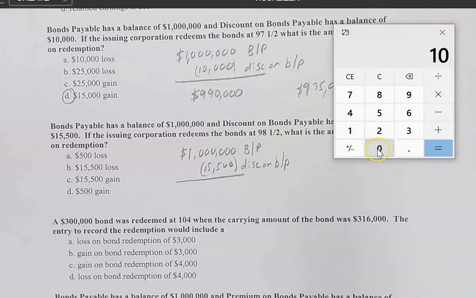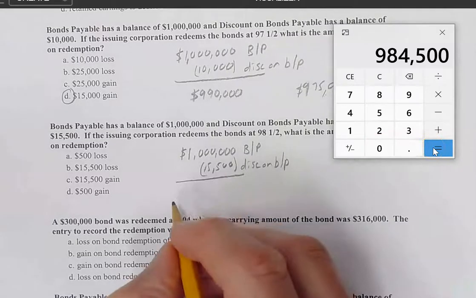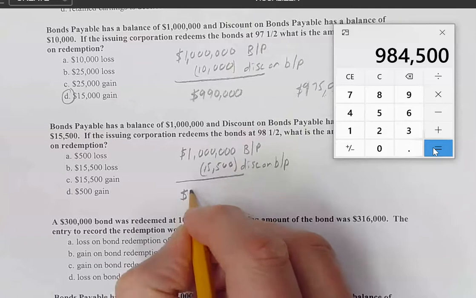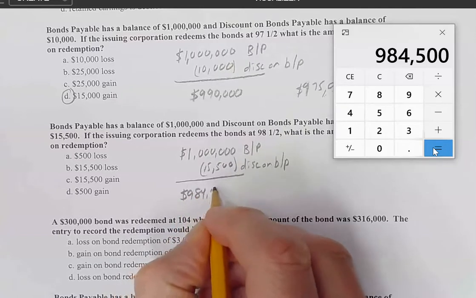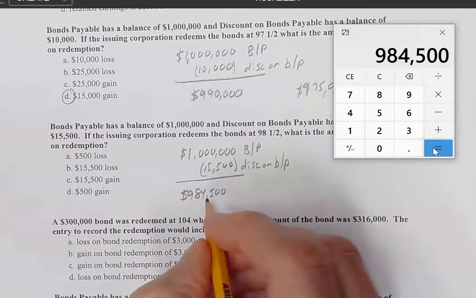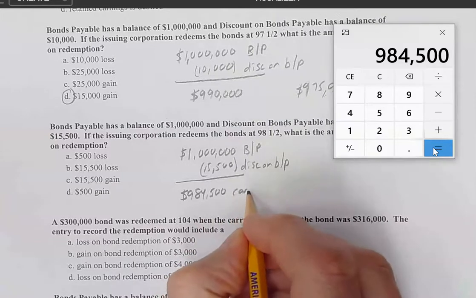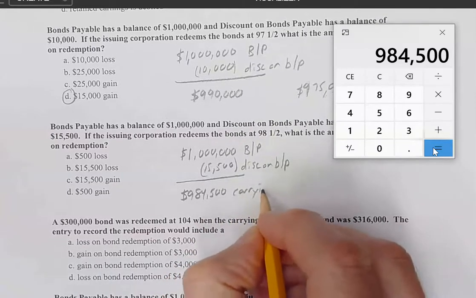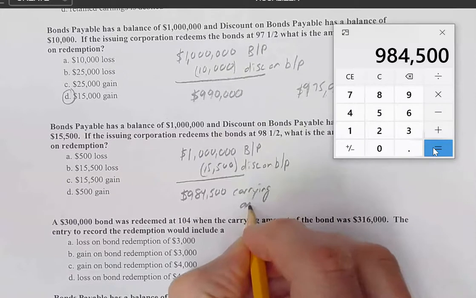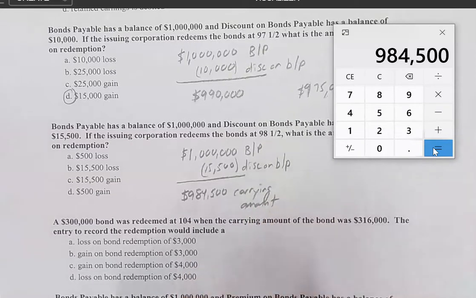So let's look at $1 million minus $15,500 is going to give us $984,500, and this represents the carrying amount. Okay.